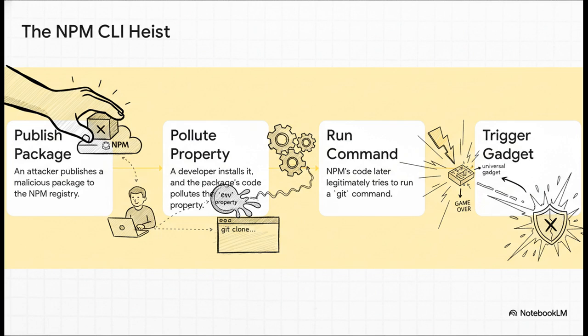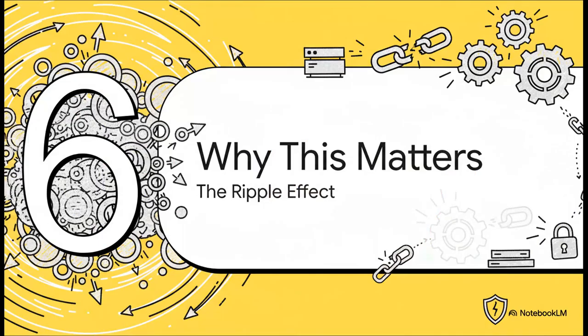Now, during that installation, the malicious code pollutes the env property on that master blueprint. Then, maybe hours later, NPM just tries to do its job. It legitimately runs a git command, something it does all the time. But that's when the universal gadget is triggered. It reads the attacker's malicious code from that polluted env property and executes it. Game over.